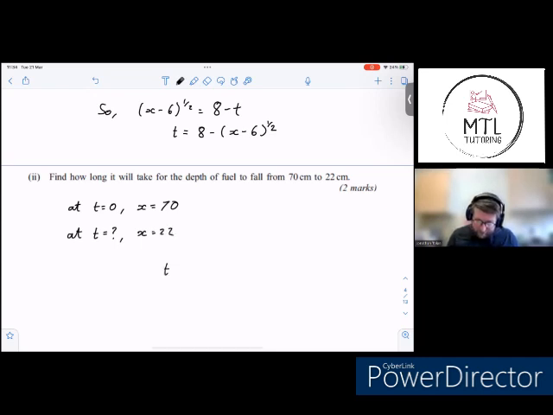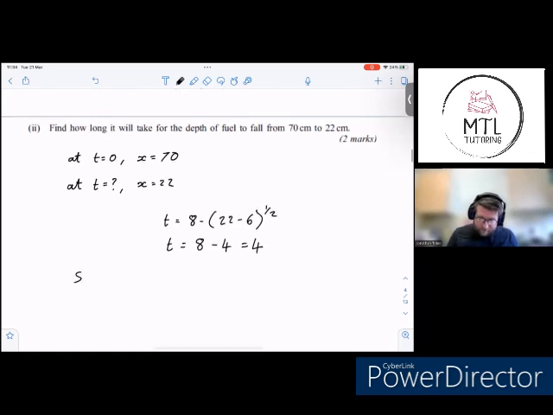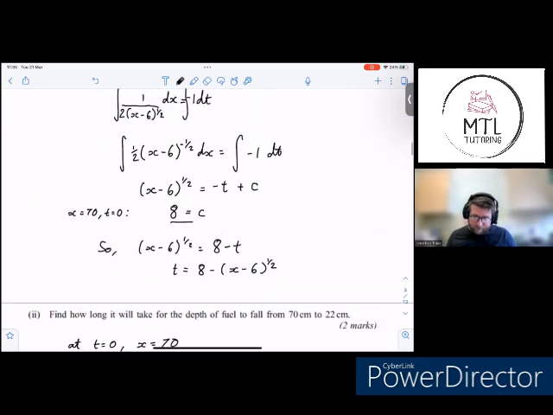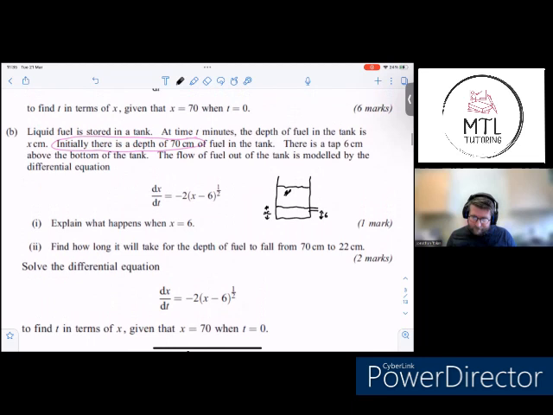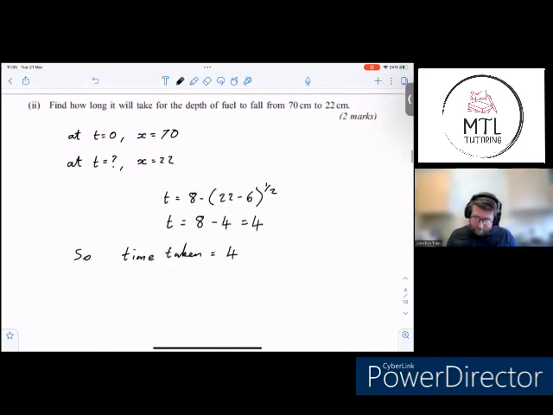So t equals 8 minus 22 minus 6 to the half. 22 minus 6 is 16. So this is t equals 8 minus the square root of 16, which is 4. So that equals 4. So the time taken is 4. What are the units we're dealing with? Minutes.